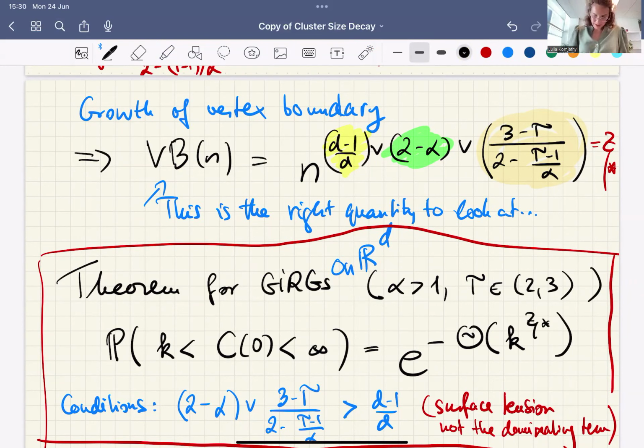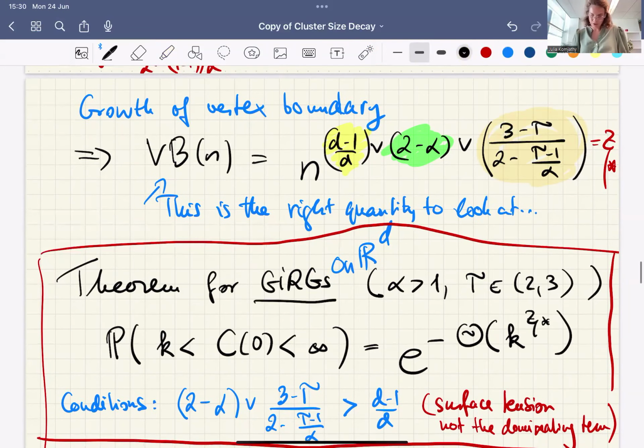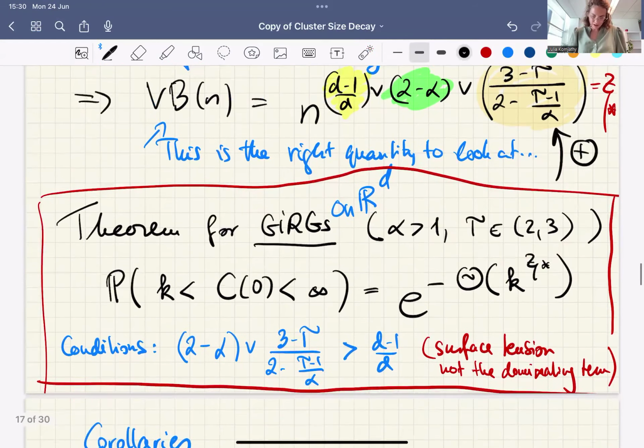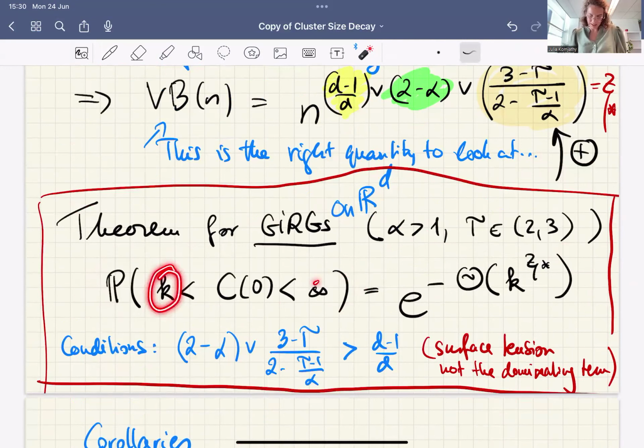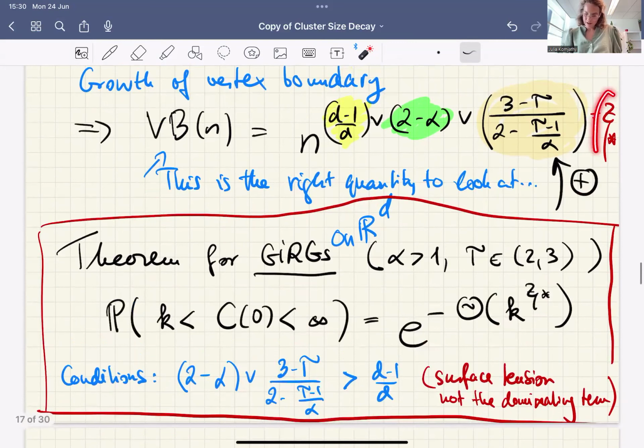So the theorem is that if you consider geometric inhomogeneous random graphs on R^d with parameters so that alpha is larger than one, because I want to exclude infinite degree, and tau is between two and three, because I want this quantity here to be positive, then the cluster size decay, so the probability that the origin is in a component which is larger than k but not infinite, decays stretched exponentially with exactly this exponent. So it's e to the minus some constant times k to the zeta star, where zeta star is just the maximum of these three quantities.